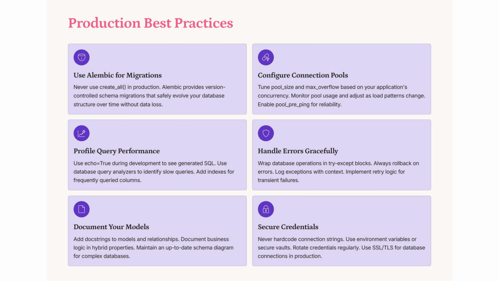Utilize Alembic for version-controlled migrations instead of create_all to safely evolve your database. Configure connection pools by tuning pool_size and max_overflow, and enable pool_pre_ping. Profile query performance using echo=True and analyzers. Handle errors with try-except blocks, rollbacks, and logging. Secure credentials using environment variables and SSL/TLS.